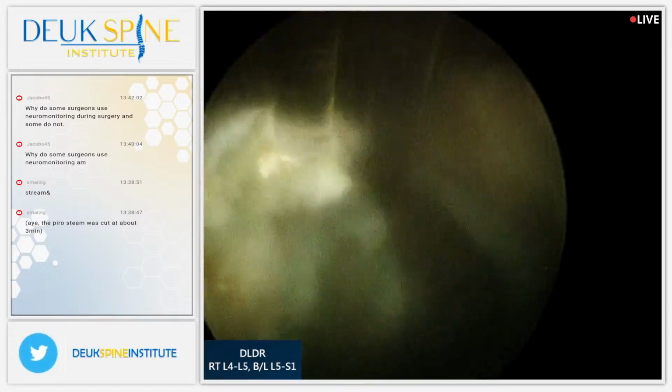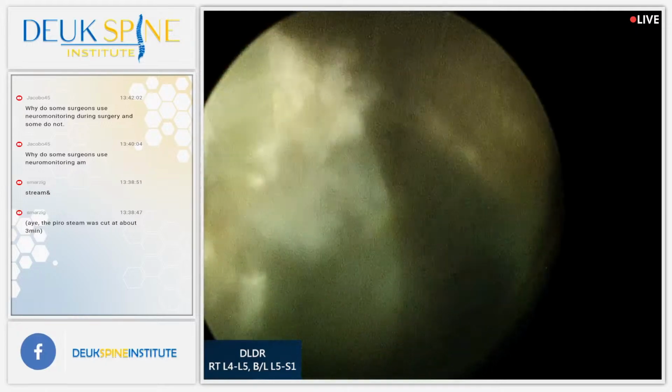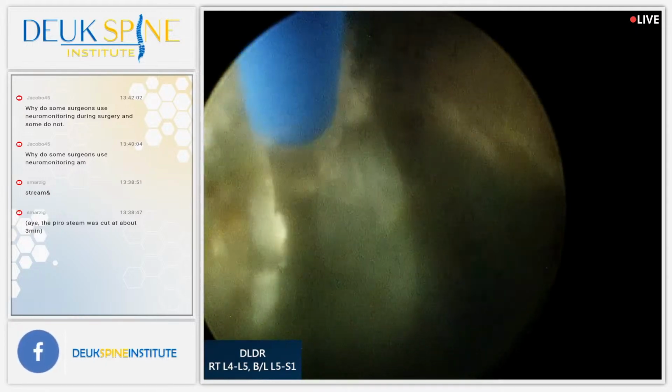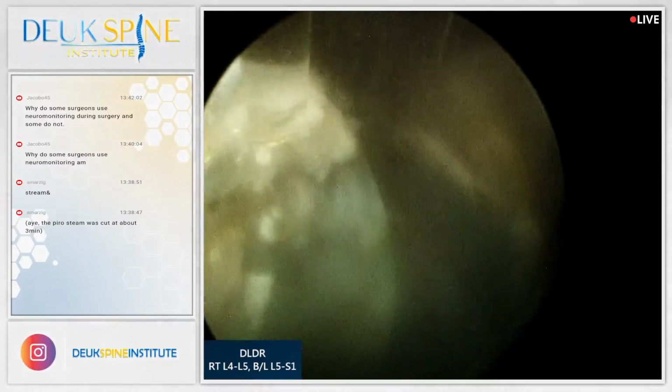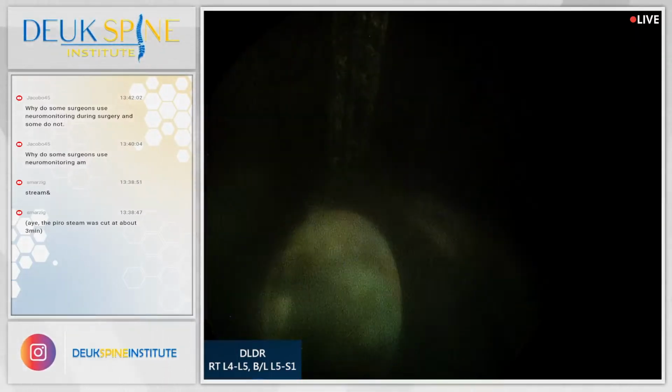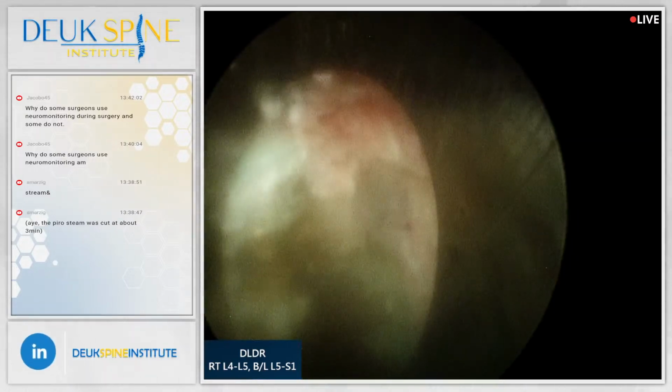We are ablating this abnormal tissue that's found in the tear. This is the source of the patient's pain. By removing this with the laser, it gets rid of his pain coming from the disc. Hopefully he doesn't have pain from anywhere else.